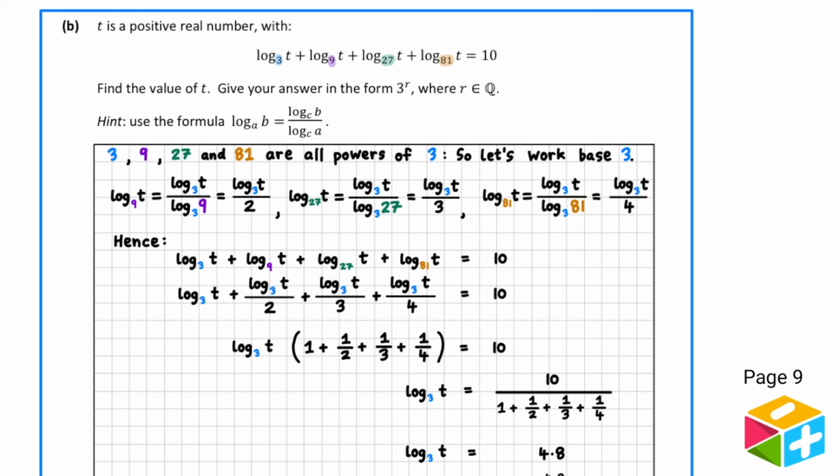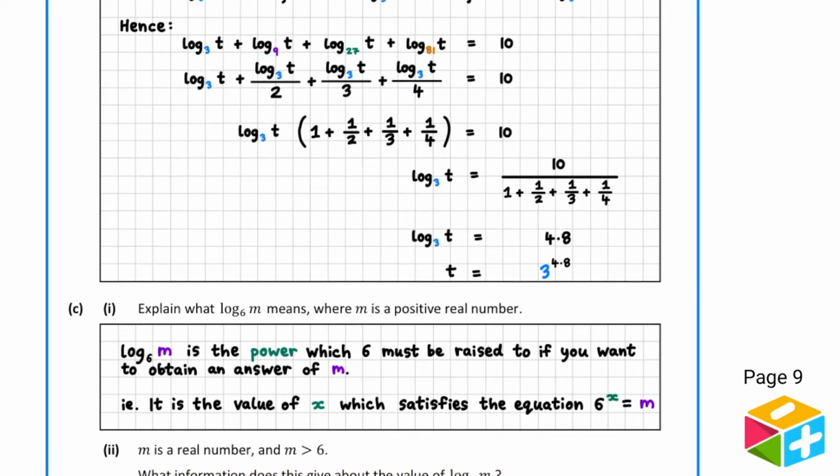We've now written each of our logs in terms of log base 3. Let's go back to the original equation and write in what we found. Now, we can factor out a common factor of log base 3 of t on the left-hand side. Next, let's divide both sides by 1 plus a half plus a third plus a quarter. Performing the calculation on the right tells us that log base 3 of t is equal to 4.8.